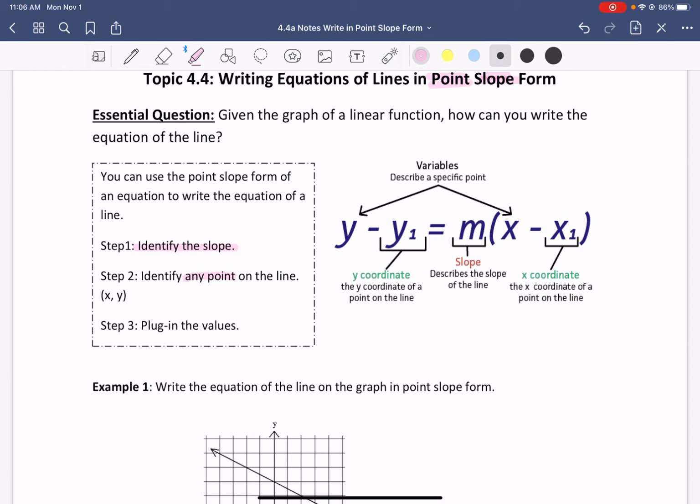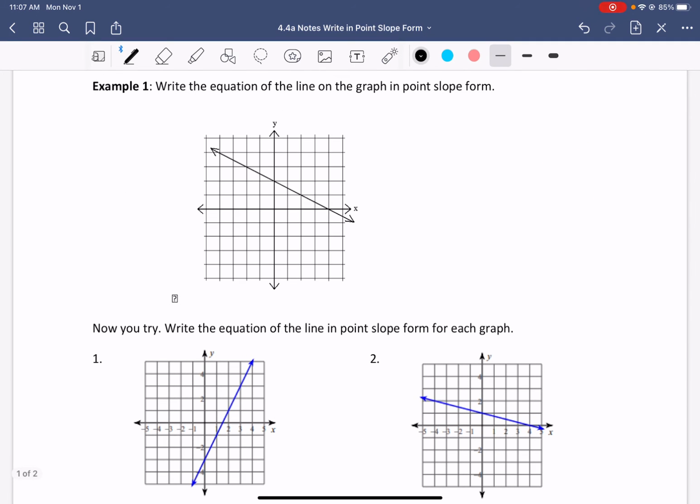Okay, so our point-slope formula is y minus y1 equals m times x minus x1, x and y being our ordered pair, and then we have our slope. All right, so here's the disclaimer. The x and y values, remember, they're going to change their sign. And hopefully that makes sense once we go through these equations.